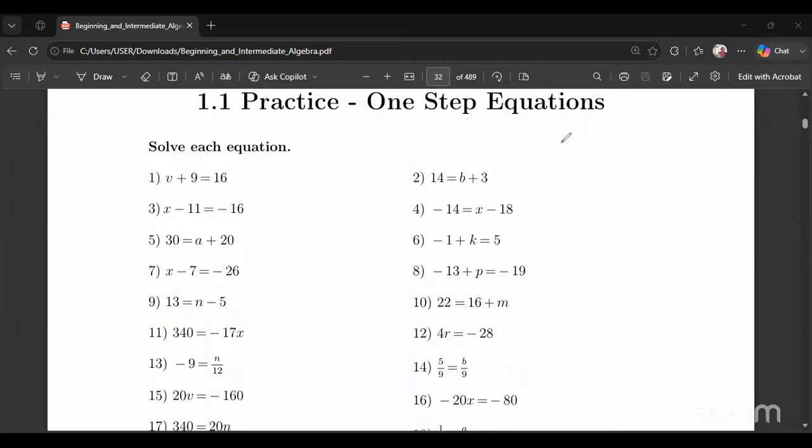So we have question 8. We have negative 13 plus p is equal to negative 19. So I'll give you another 1 minute to try. And once you have your answer, you can put it on the chat. And after 1 minute, we'll come over to do the solution. So your time starts now.